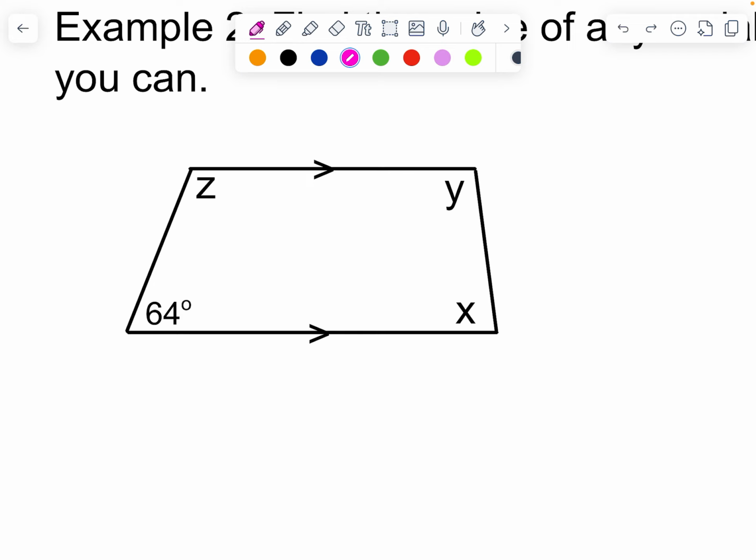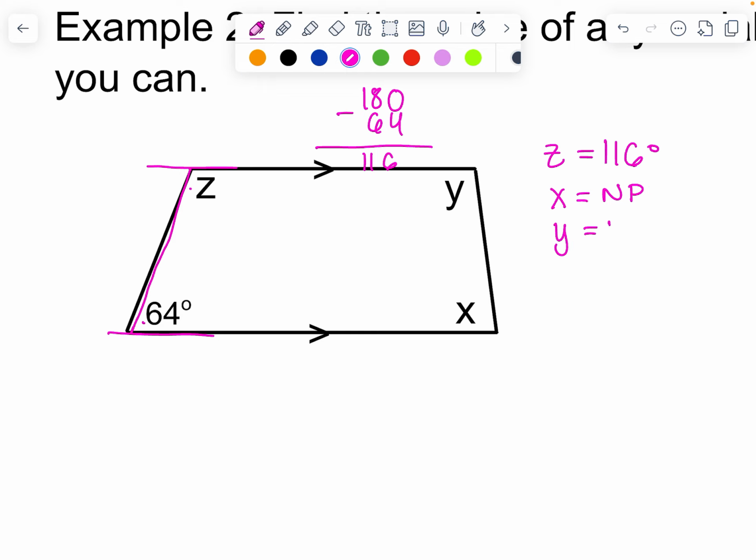I don't know what x is, and I don't know what y is due to not knowing what x is, and I don't know what x is due to not knowing what y is. However, I can get z because once again I have parallel lines. Here's a transversal. These are same side interior angles, and same side interior angles are supplementary. So if I do 180 minus 64, I get 116. So z is 116 degrees, and I don't know x. I'm going to put NP for not possible, and I don't know y.